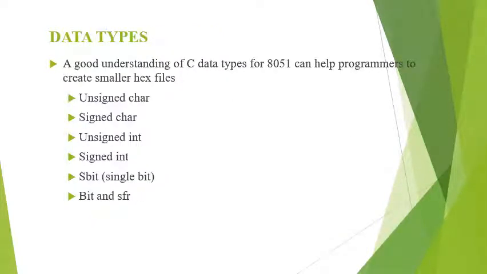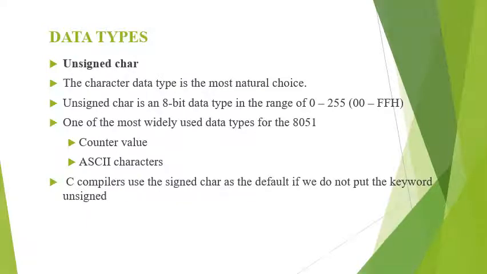Next is data types. A good understanding of the C data types for 8051 can help the programmers to create smaller hex files. So we have the different data types, that is unsigned char, unsigned int, sbit, that is single bit, and bit and SFR. So let us see the different data types.